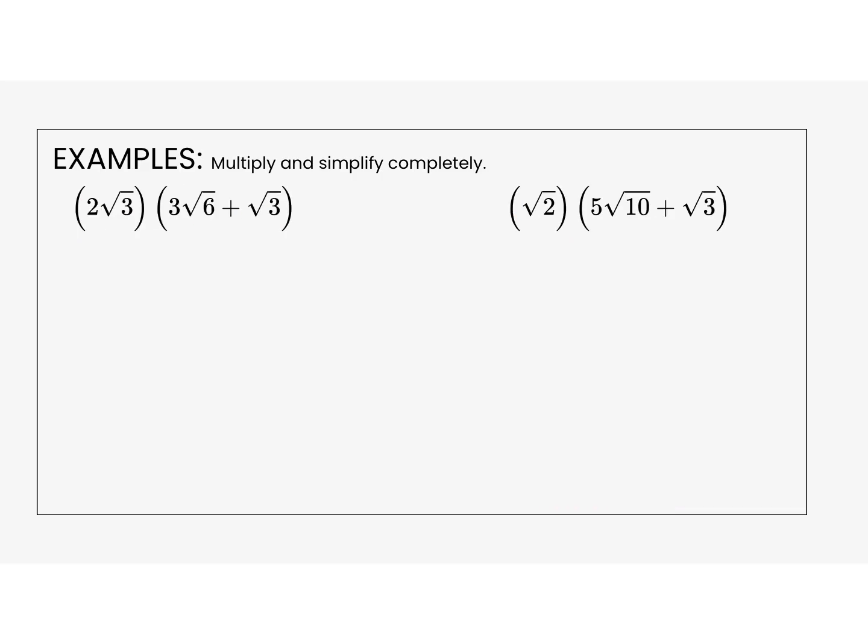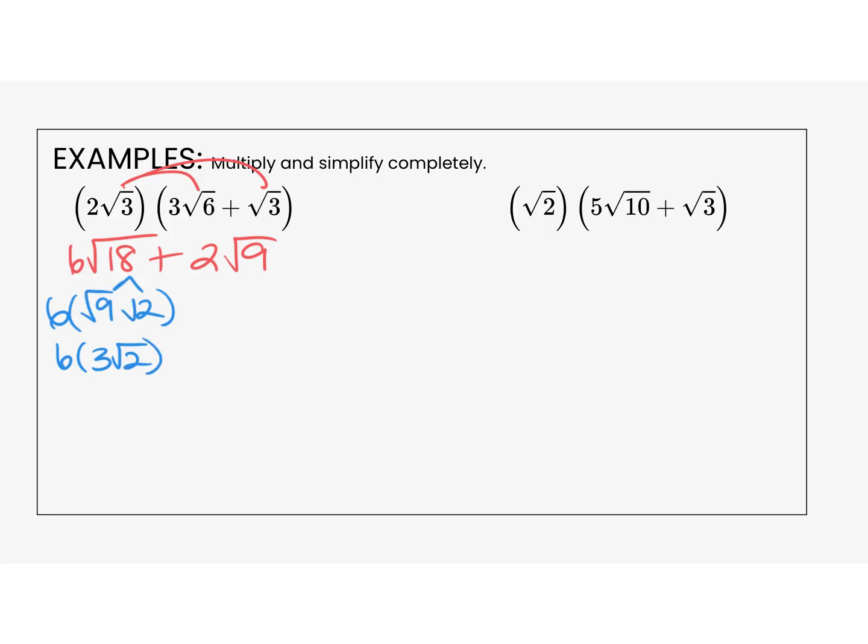Okay, so here we have 2 terms in the second part that we're multiplying, so we're going to distribute, right? So I'm going to take 2 root 3 times 3 root 6. So I multiply the numbers out front. That gives me 6, and the numbers underneath root 18 plus 2 root 3 times 3 is 9. Now we have to think about simplifying. So 18 could be 9 and 2. So that would be 3 root 2, because I'm taking the square root of those. So that is 18 root 2.